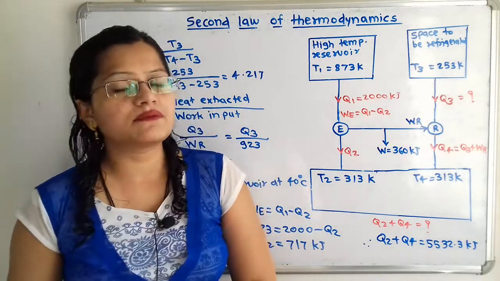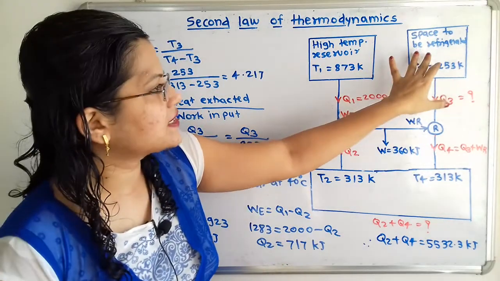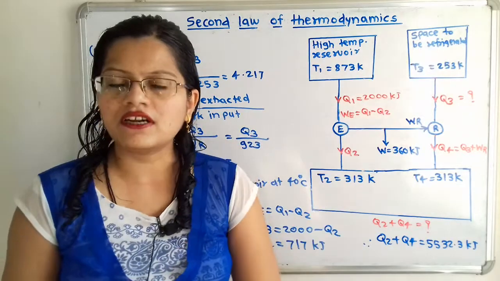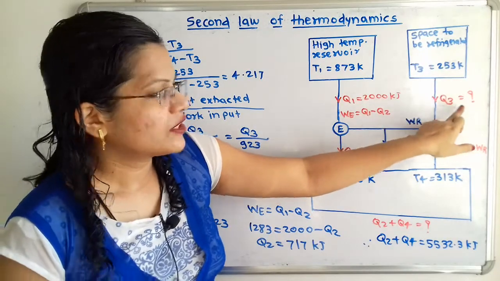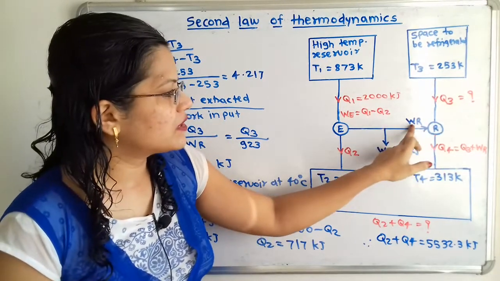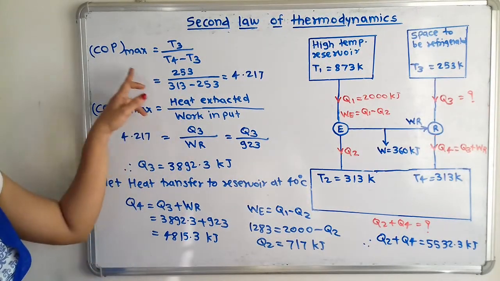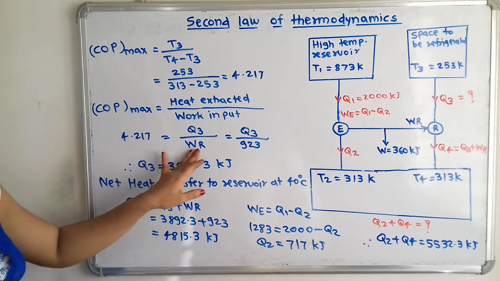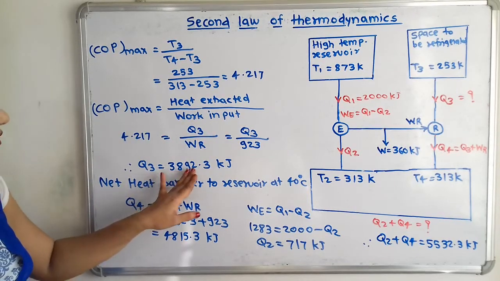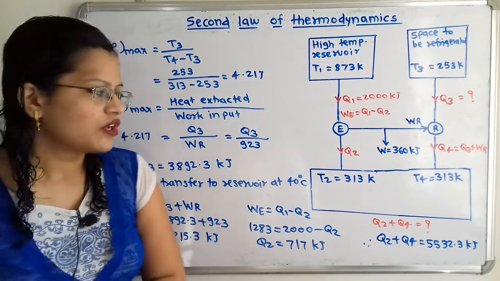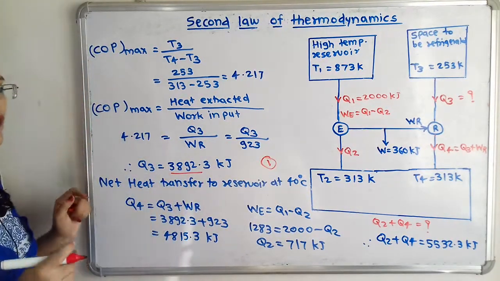How can we define this maximum coefficient of performance in other words? It is the ratio of heat extracted from the space to be refrigerated divided by work input. So heat extracted is Q3 divided by work input WR, that is Q3 by WR. If we put COP max 4.217 and WR 923, then Q3 is equal to 3892.3 kilojoule. So this is the answer of the first question. Then we will move to the next.